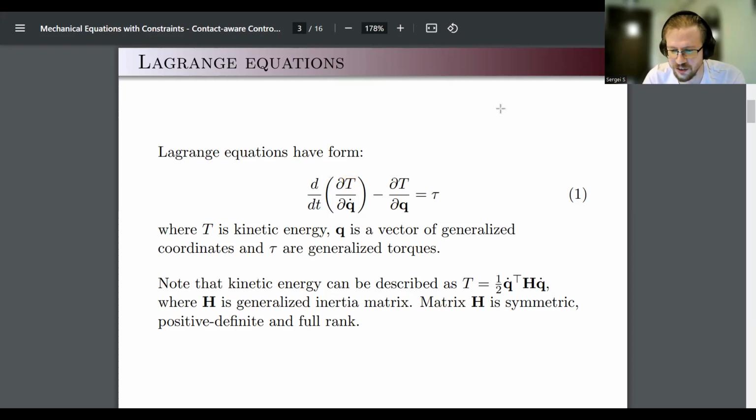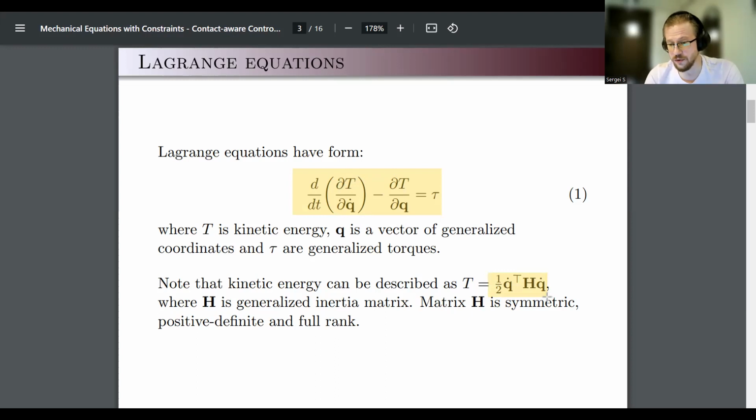But for us here, what is important is that we have this equation, and it describes the dynamics of a particular mechanical system. We could use it to simulate the system, or to predict how it's going to behave in other ways. Important here is that kinetic energy, the function which we differentiate in various ways, has a particular form.